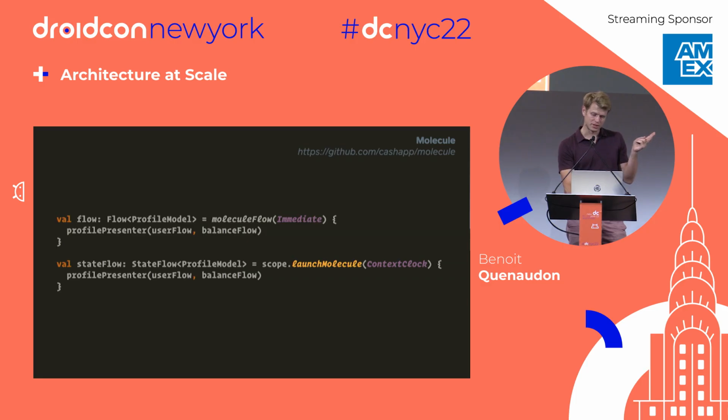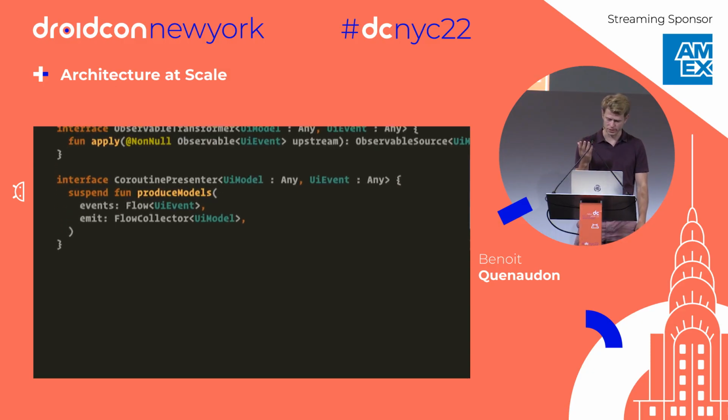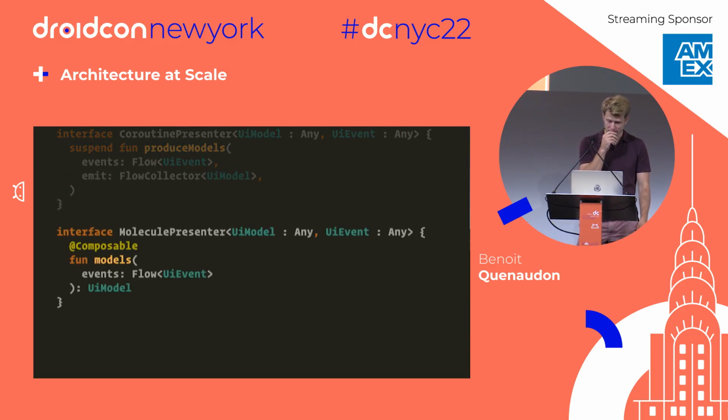So we had those two types to define presenters within the app. But big thanks to Molecule, we now have another one, which is the one I use everywhere. Again, we pass flows of events. It emits UI models. Even if the signature doesn't make it seem like a streaming flow, because it's composable, it will just emit every time there is something to emit, but Compose abstracts away all this reactiveness.